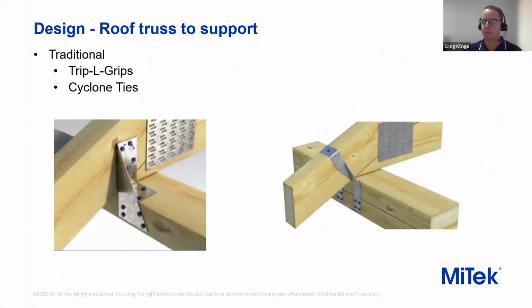So if we start with roof to support connections, in the majority of cases we're still using triple grips and cyclone ties, hand nailed originally, especially the smaller connectors, which are still hand nailed. So they're actually a time consuming product to install.